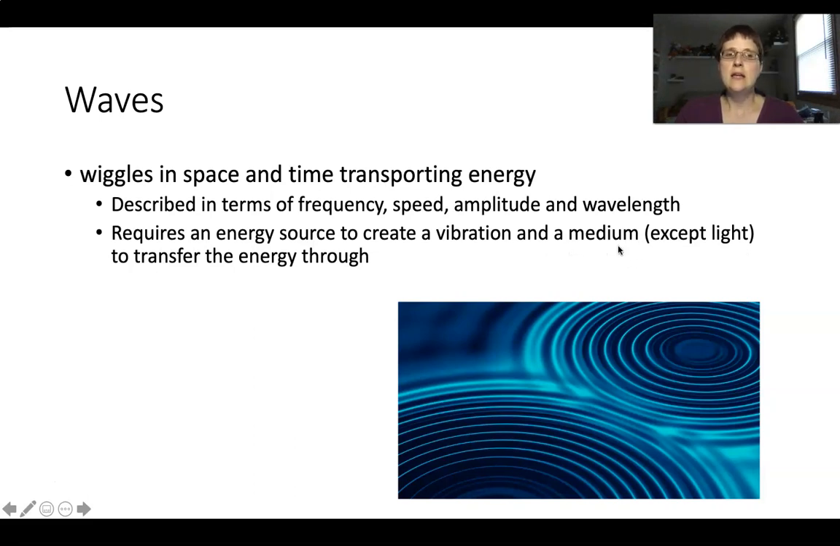So medium meaning it needs air, water, a solid. It needs some sort of particles in order to transfer the energy. Like I said, light is the exception, but all of the other waves that we're going to be talking about require some sort of material in order to move that energy as the wave. The medium itself doesn't change, it just transfers the energy. So think about, again, a pond. When you drop a pebble in, the water is still there after the wave goes through. So the medium, the water, the air, the solid doesn't change. It just allows that energy transfer.